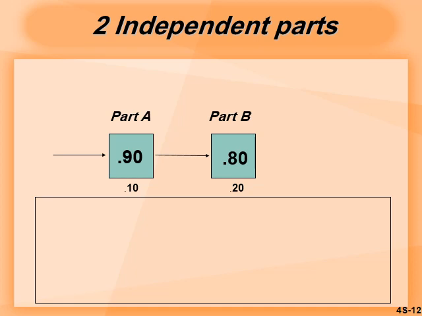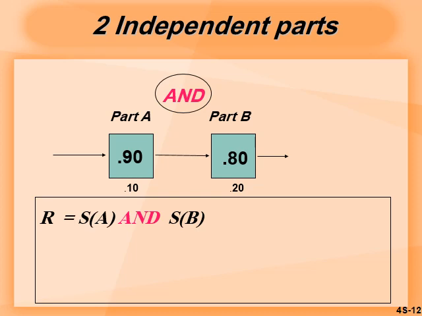Now we have to define the kind of relationship that exists between both parts. Since both parts are important for the system to operate, the success of the whole system depends on the success of A and the success of B. So we put "and" on the link between A and B. By this, reliability or success of the whole system equals success of A and success of B.